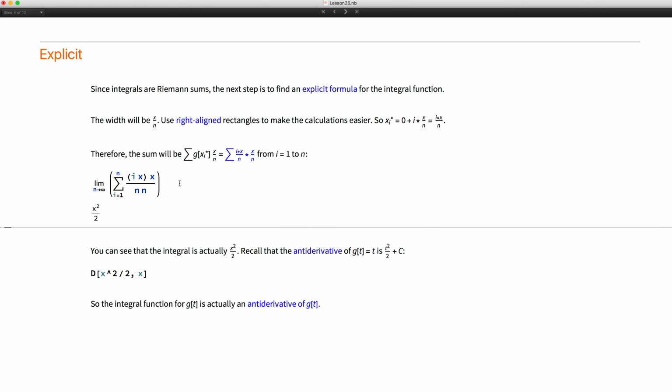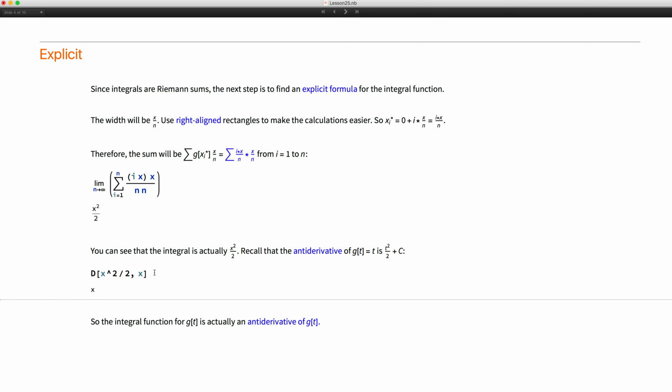But then you remind yourself that the antiderivative of g of t is also t squared over 2 plus some constant. So here's a check for that. So it looks like the integral function for g of t is actually an antiderivative of g of t. Now that looks very surprising.